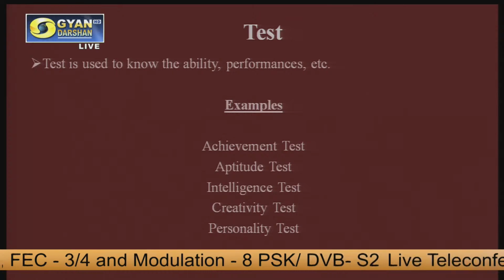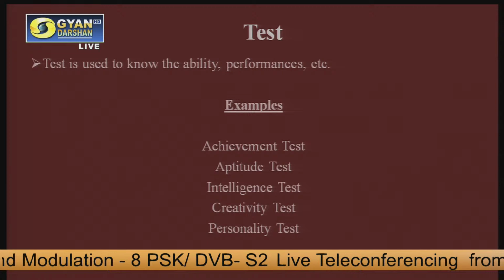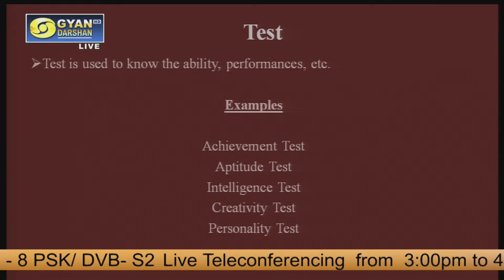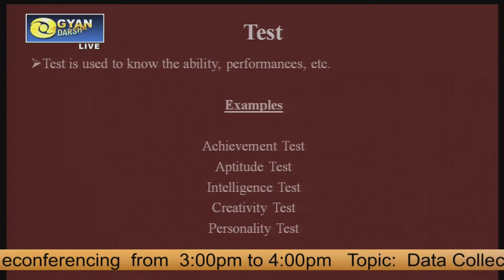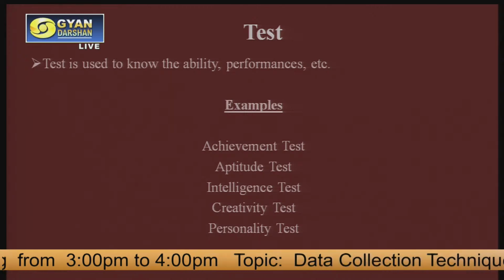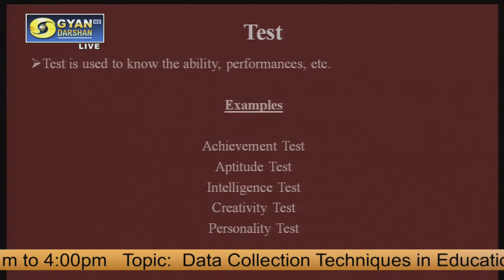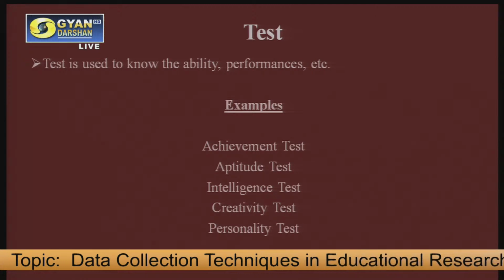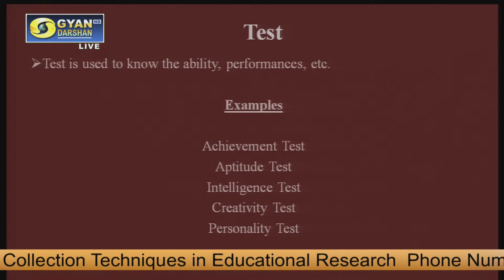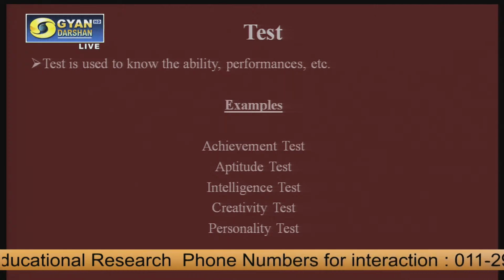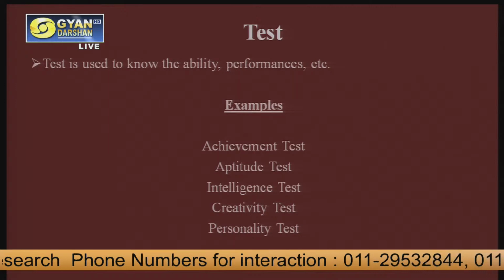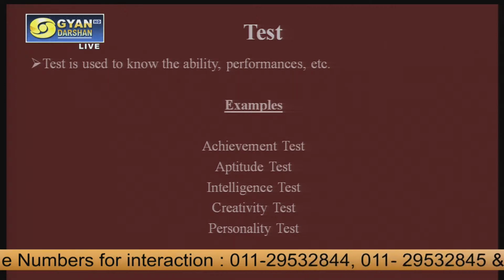It may be related to a particular subject, it may be related to science, it may be related to mathematics, or it may be related to other subjects. And performance is not only based upon the subject competency, it may be based upon certain other skill areas, other areas also, how you are doing things in the field. So a test is used to know the ability or the performance or the mastery or the progress, etc.